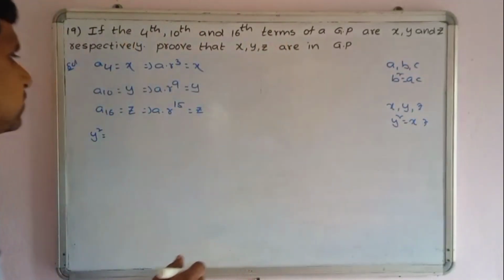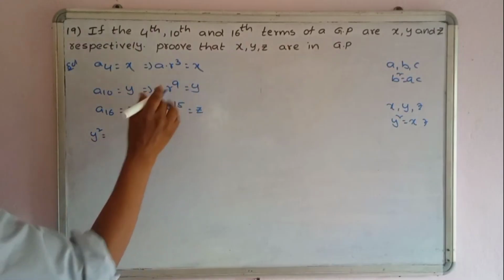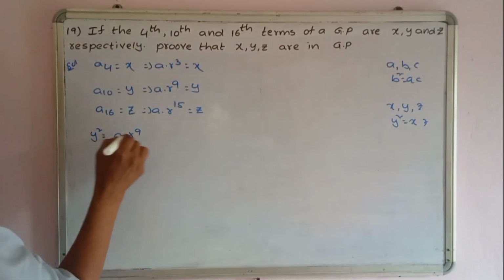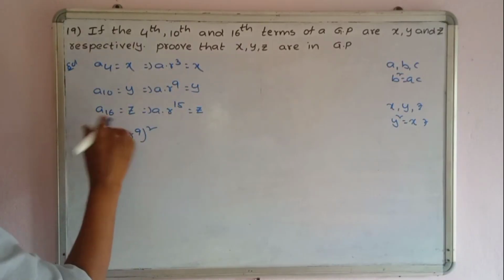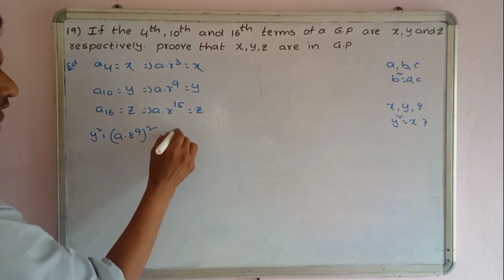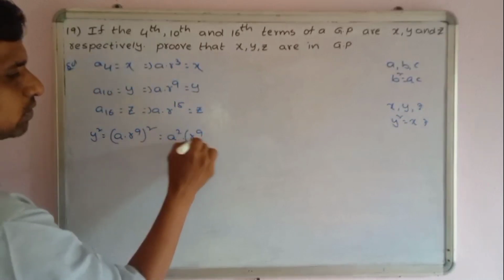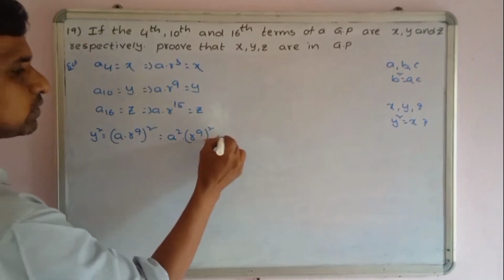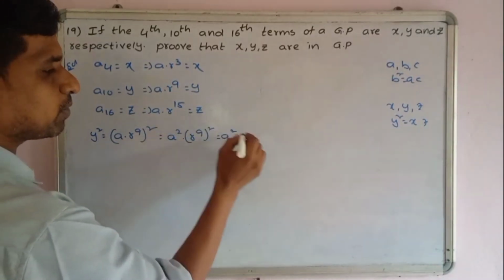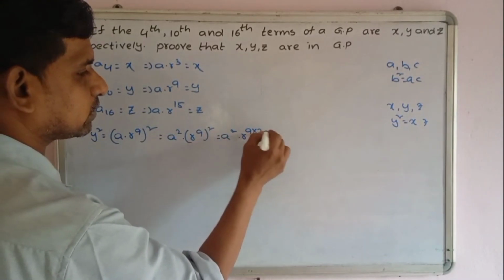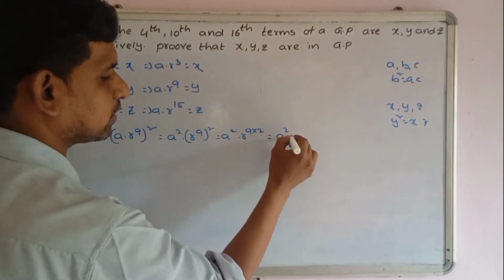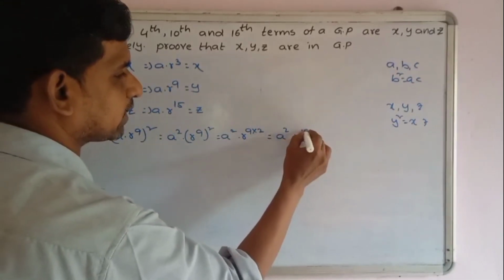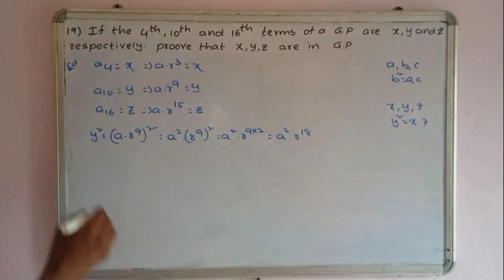సో y square చేయండి ఫస్ట్. What is the value of y? A into r power 9, whole square. Square కాబట్టి, now see, a square into r power 9 whole square. So ab whole power m is a power m, b power m. So a square, a power m whole power n is a power mn, 9 into 2. So a square into 9 2s are 18, r power 18.